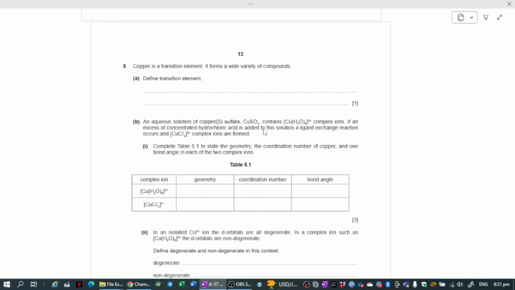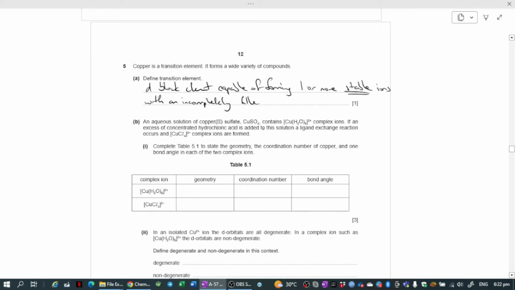Define transition element, pretty straightforward. In this case, it is a d-block element capable of forming one or more stable ions, this is important, stable ions with an incompletely filled d subshell or d orbital, right? So that is characteristic of transition elements. They form stable ions with incompletely filled d subshells or orbitals.